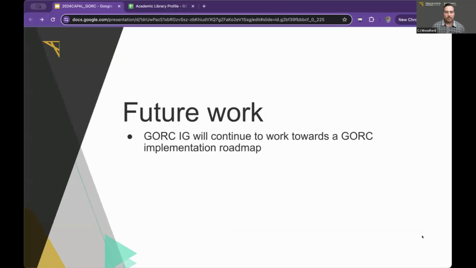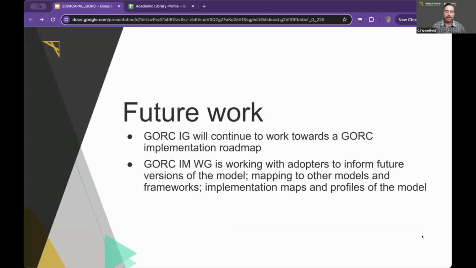The interest group is going to continue working on an implementation map on the how pieces that fit with the what that the model identifies. And the international model working group is going to continue to work with some of our adopters we have internationally. We're going to be mapping to other frameworks like the NIST RDAF and other frameworks that are very popular in this space, as well as implementation maps and profiles like the academic library one I just showcased.